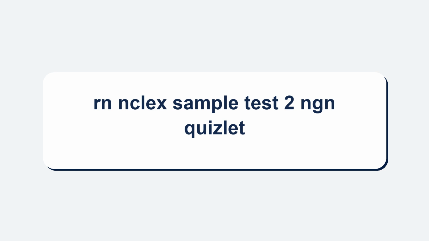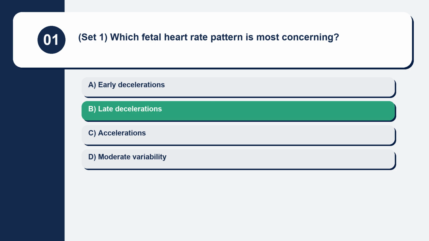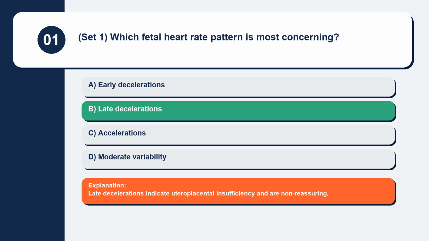NCLEX Sample Test 2 NGN Quizlet. Question 1. Set 1. Which fetal heart rate pattern is most concerning? Early decelerations, late decelerations, accelerations, moderate variability. Late decelerations indicate uteroplacental insufficiency and are non-reassuring.